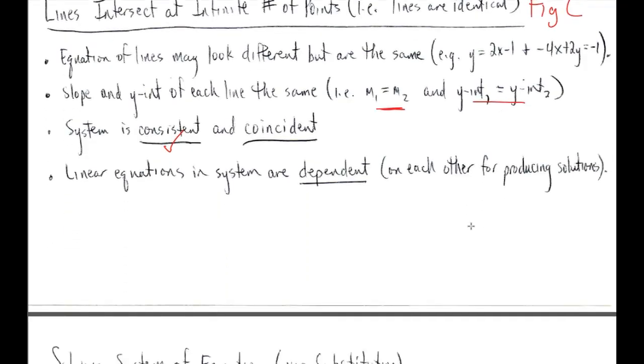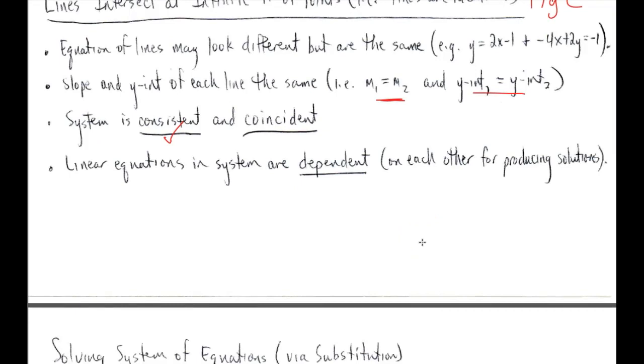So with that, the last thing that we want to say is that linear equations are what we call dependent if they are in a situation where you have infinitely many solutions.